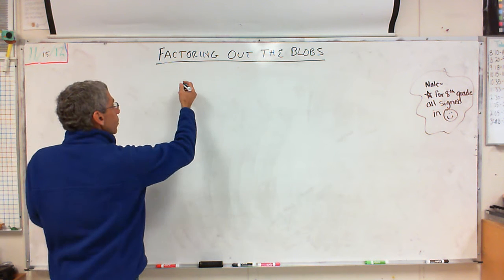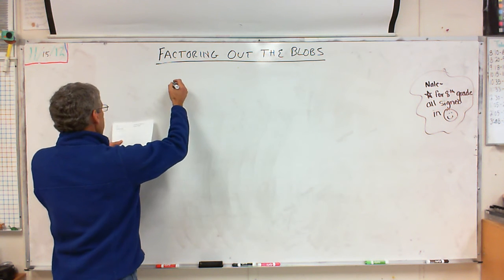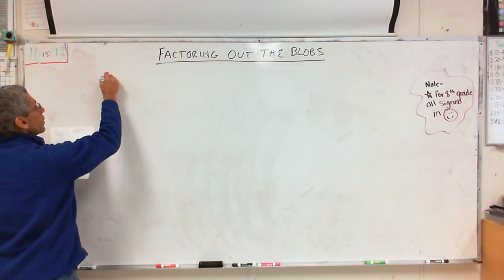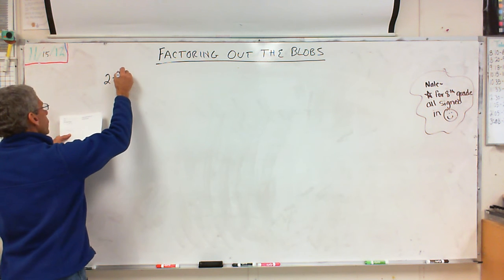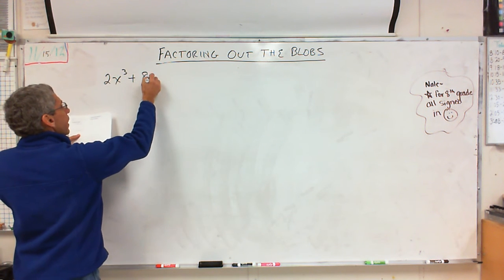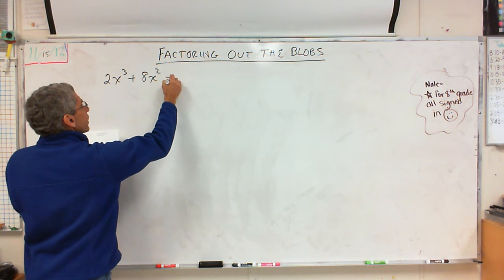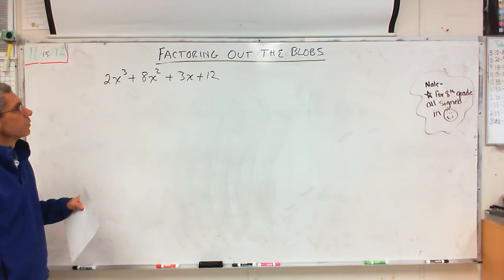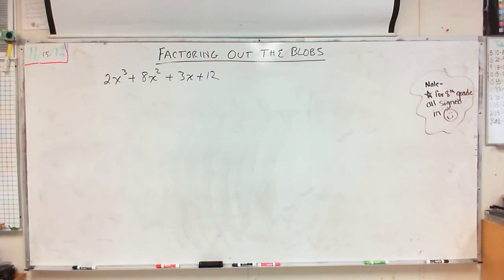All right. So what if I gave you something like this, though? I'll start over here so I have room to do more. 2x cubed plus 8x squared plus 3x plus 12.